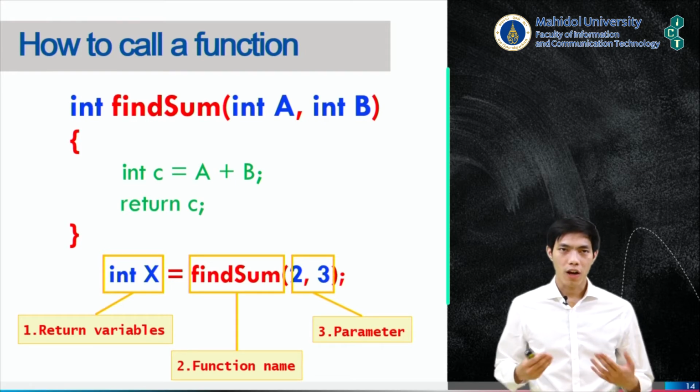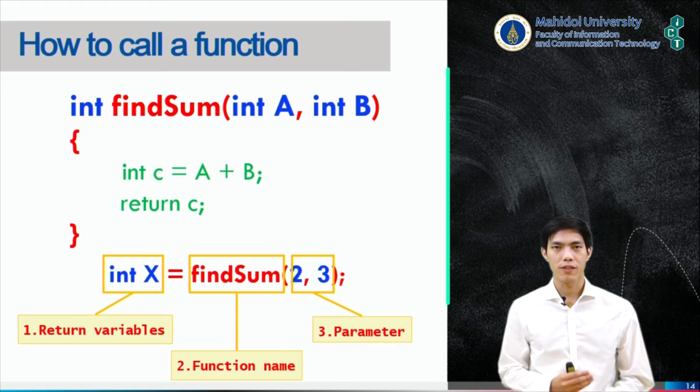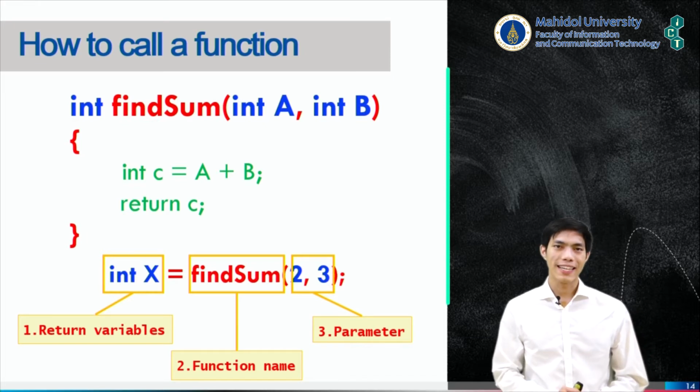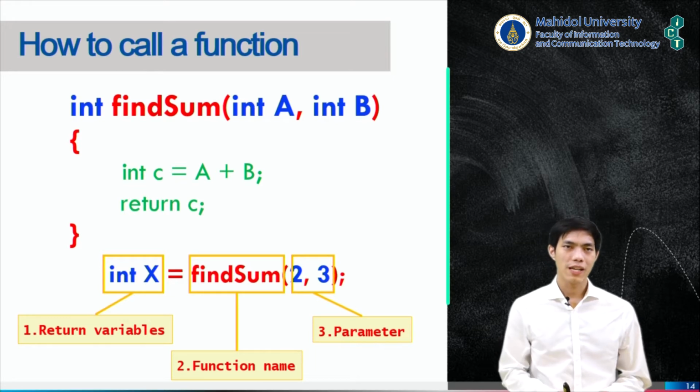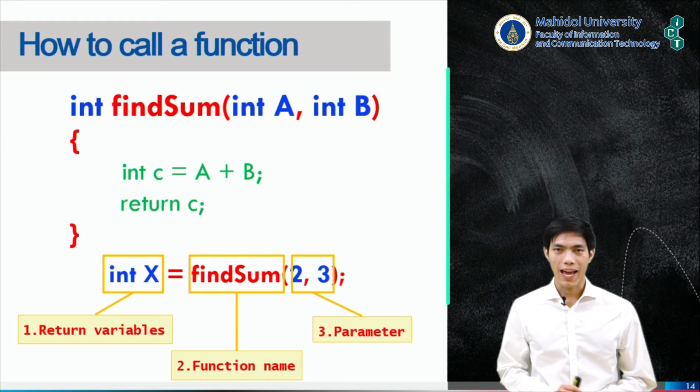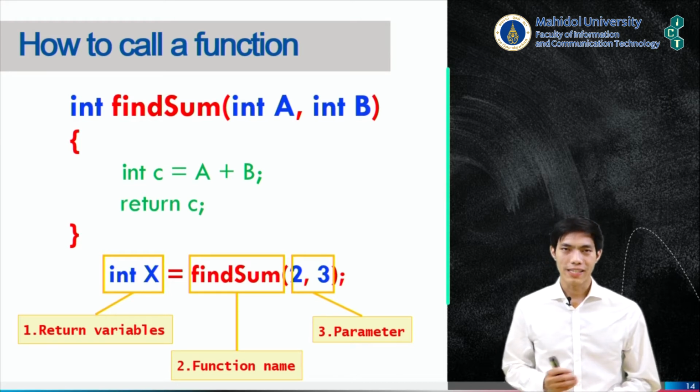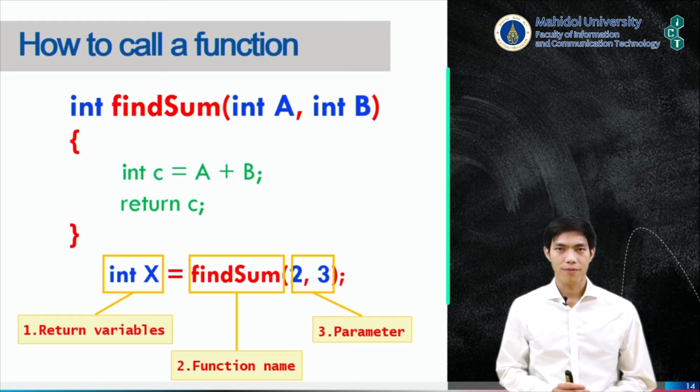So when we call a function, we use the function name, which is FiSum, and put in two parameters. In this case, we put 2 and 3. Because the function returns something as an integer, we again create an integer x to receive the result from the function. And x will be equal to 5 in this case.